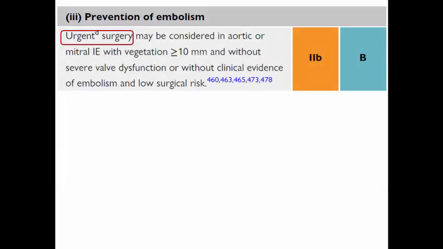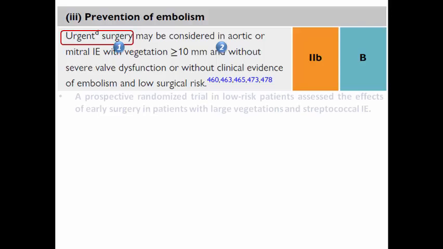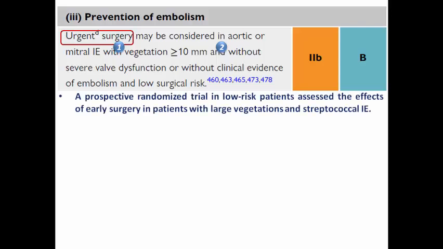There is a class 2B indication for urgent surgery to be considered in patients with vegetation more than or equal to 10 mm but no valve dysfunction and no evidence of embolism, but the patient has low surgical risk, so why not go for surgery? There was a prospective randomized trial discussing this issue in low-risk patients. It assessed the effects of early surgery in patients with large vegetation and streptococcal endocarditis versus conservative treatment.